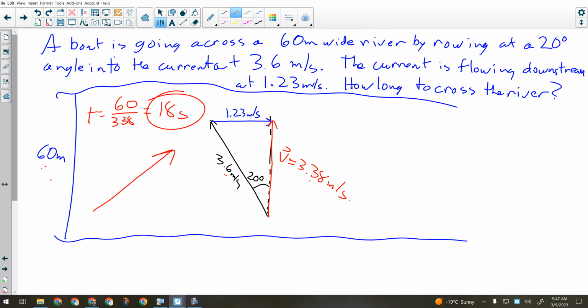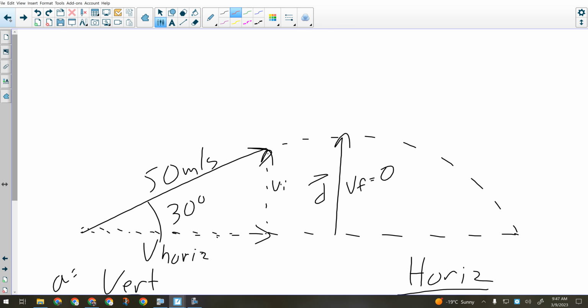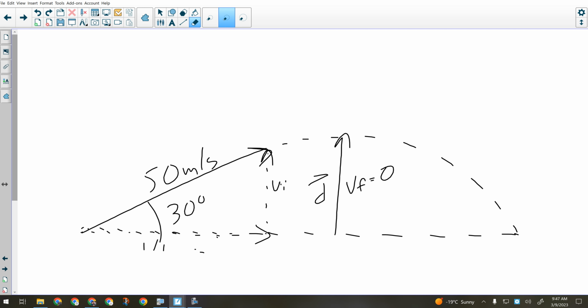Okay, what else? Can we do another projectile motion curve question? So, fired at an angle question? Okay, let's do that one. Okay, so we've got a projectile that is launched at a 30-degree angle above the horizontal at 50 meters per second. I want the horizontal distance and the maximum height.